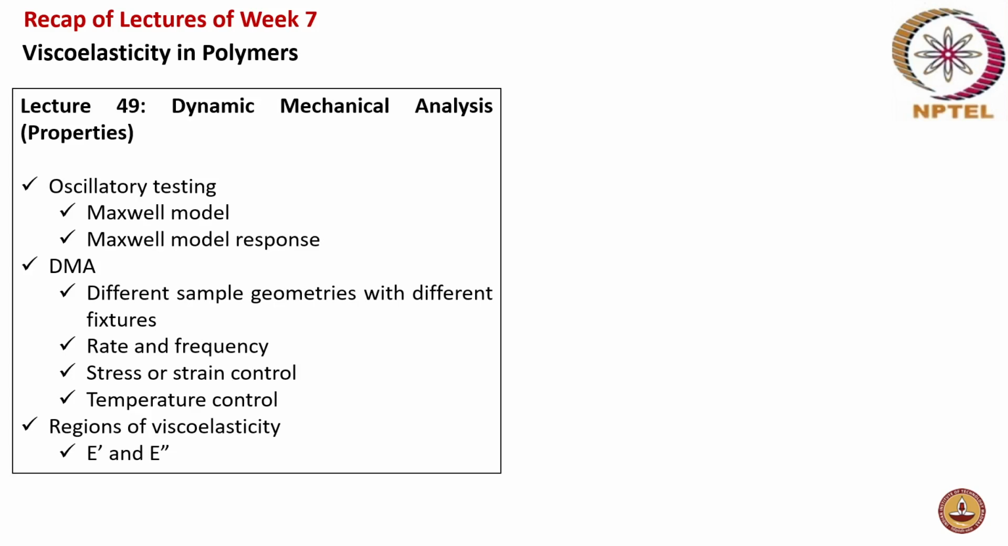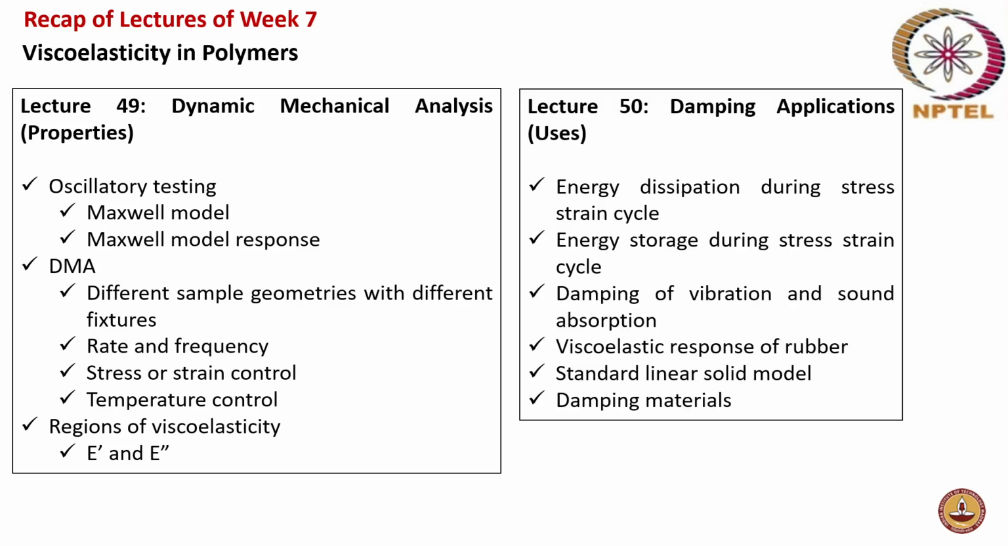Lecture 49 was on dynamic mechanical analysis. So the oscillatory testing, Maxwell model response, and then DMA. Different sample geometries with different fixtures were discussed. Rate and frequency, stress or strain control it can be, temperature control, and then what are the regions of viscoelasticity, different regions of viscoelasticity, E prime and E double prime, how they vary in different regions of viscoelasticity were discussed in detail. And then lecture 50 was on damping application.